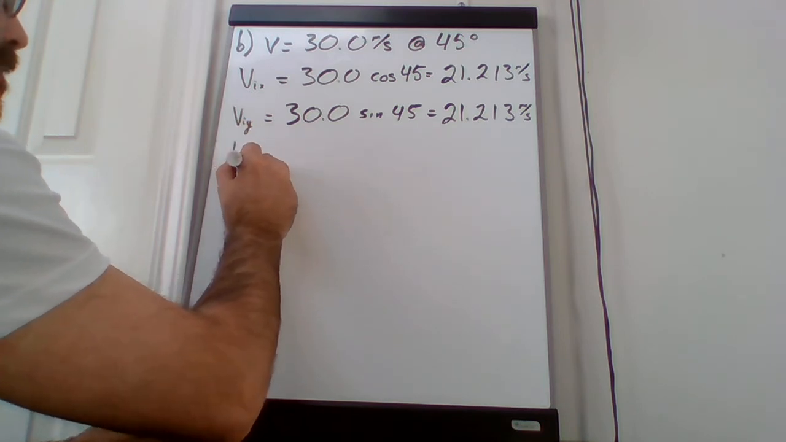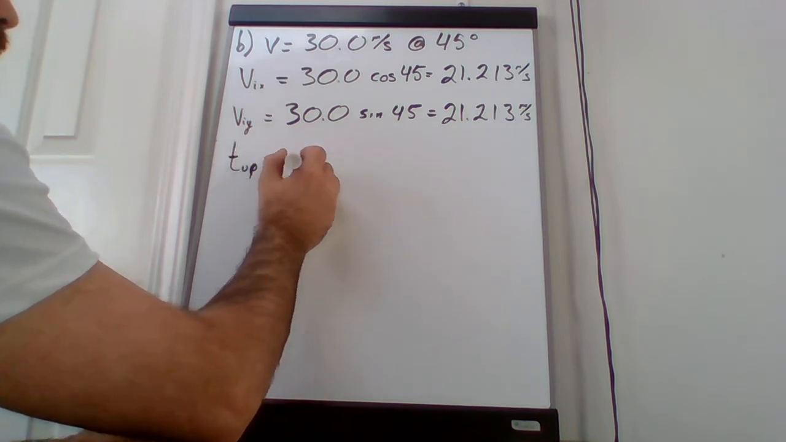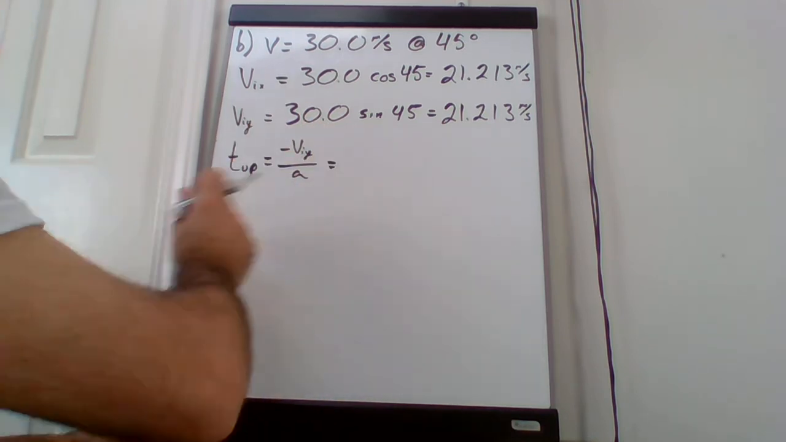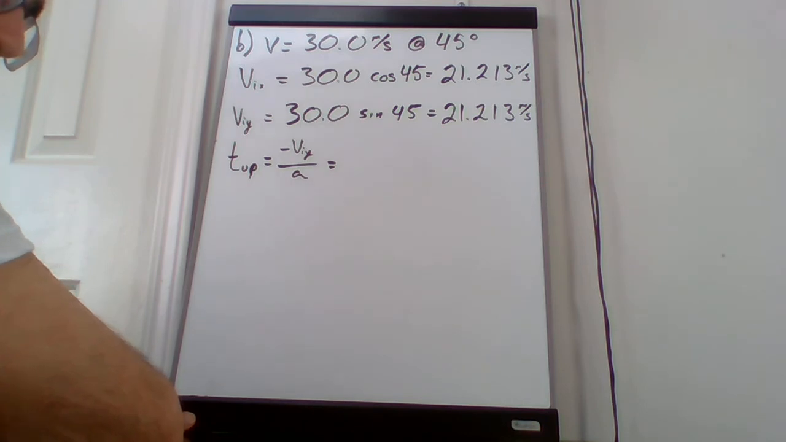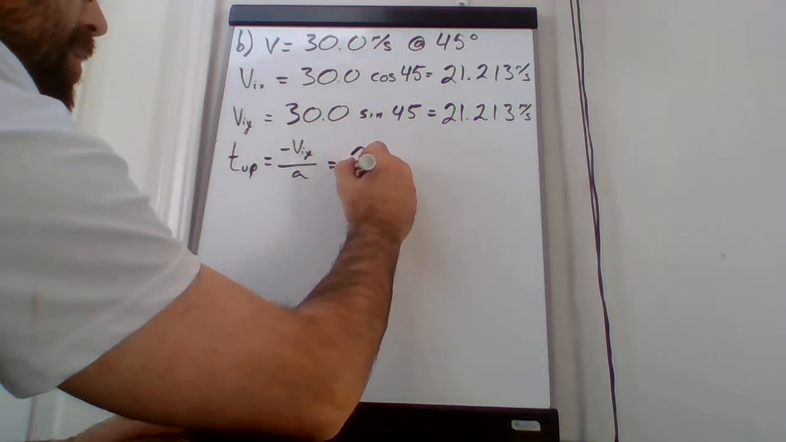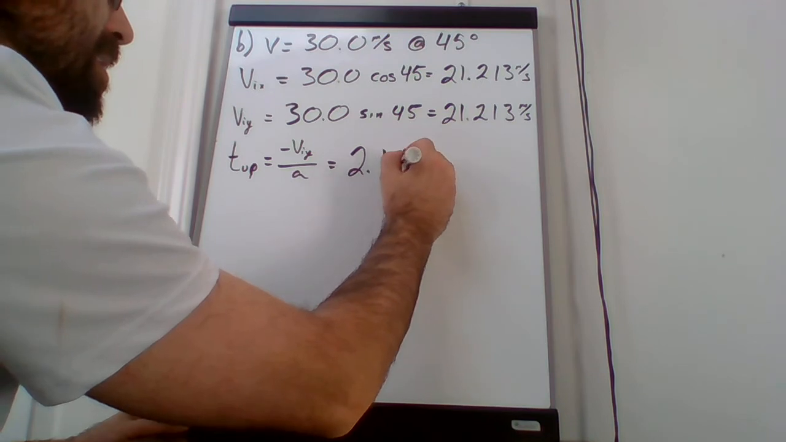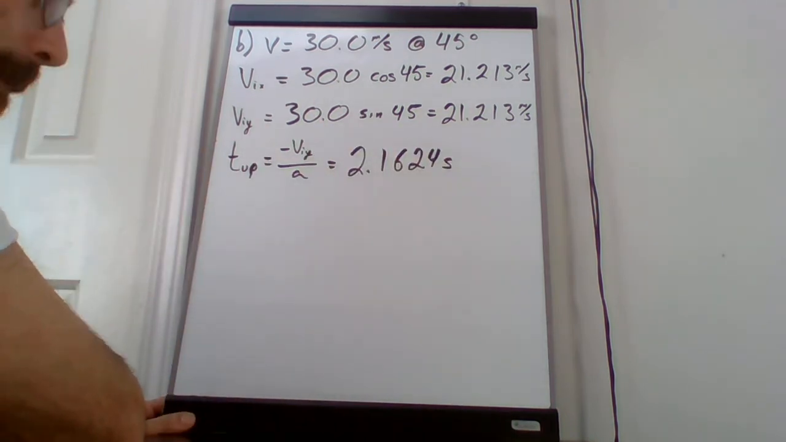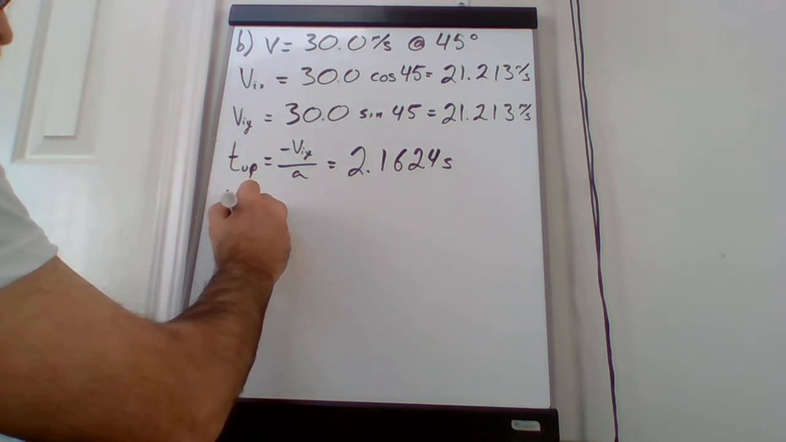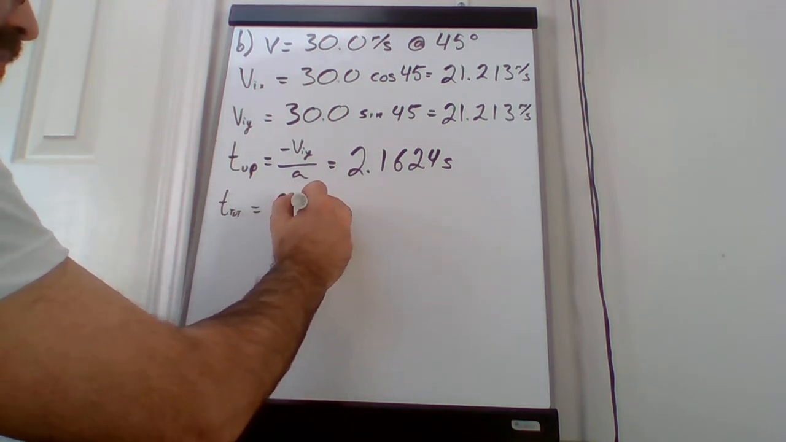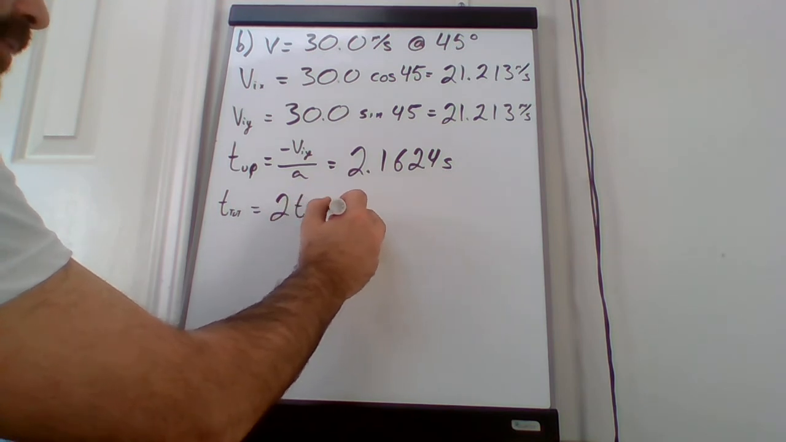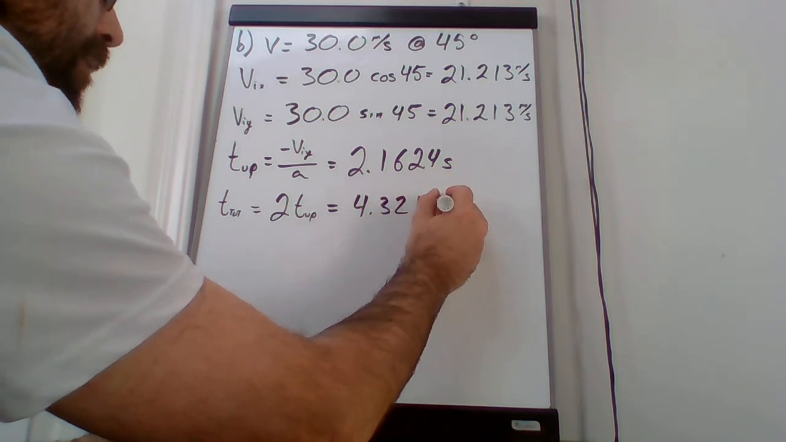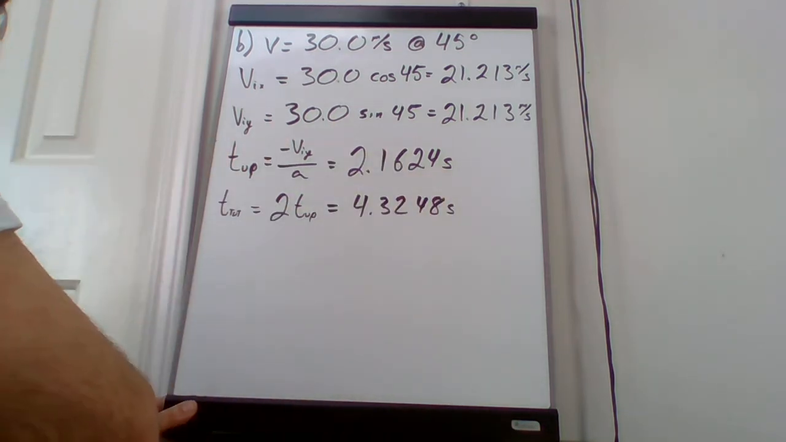We can find that our time up is equal to that negative Viy divided by A. So my 21.213 divided by 9.81, and I get 2.1624 seconds. My total time is just 2 times that upwards time, so I end up with 4.3248.